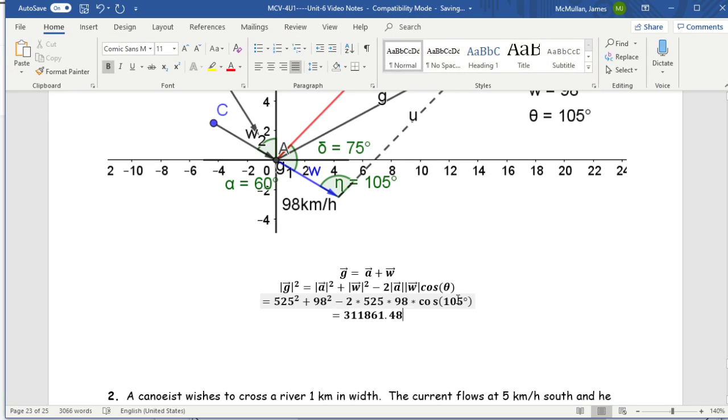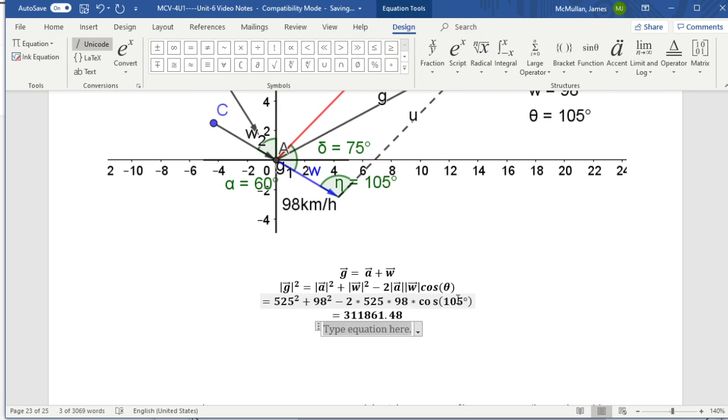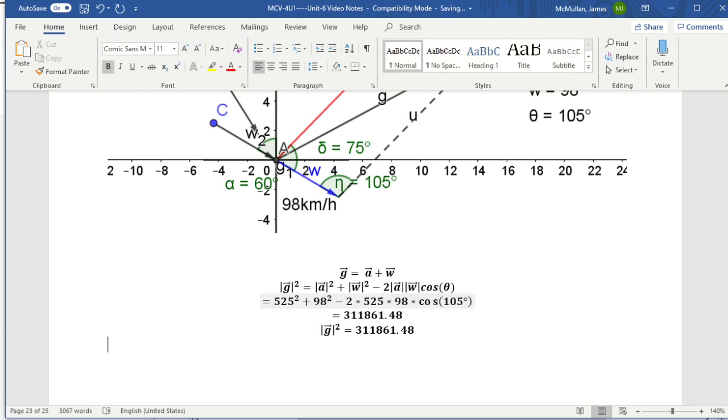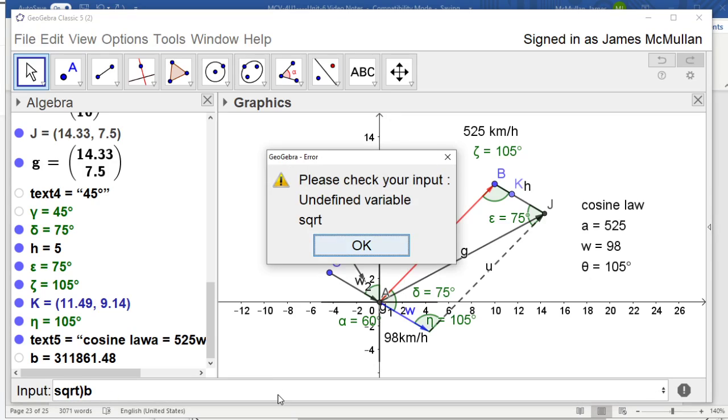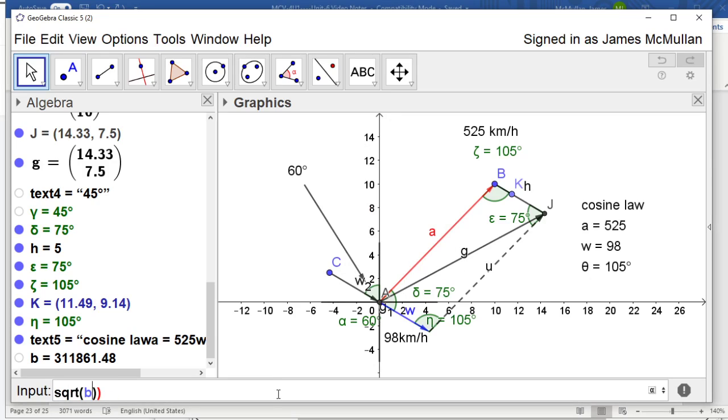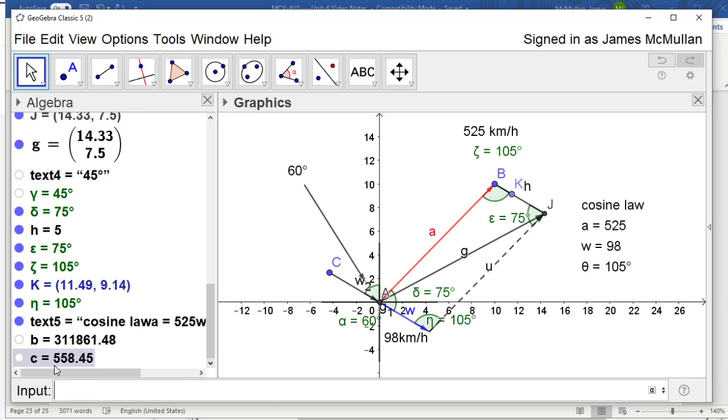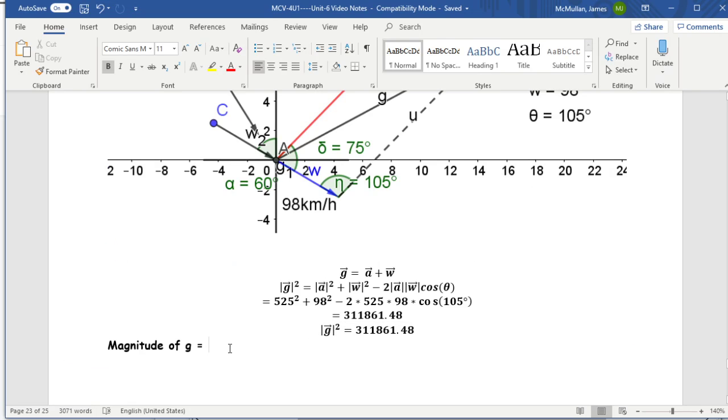Okay, and of course that number makes no sense because this plane is not traveling at 300,000 kilometers an hour. Reminds me that the other side of my equation was the magnitude of the ground speed squared, right? It's 311,861.48. So the magnitude of g is just the square root of that. So let's take the square root, and we get 558.45.